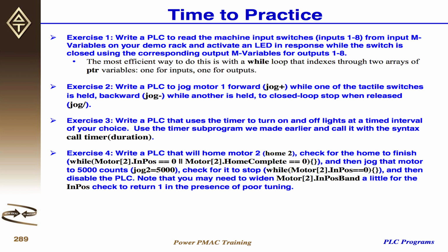So there's a couple different ways to do exercise 1. You can loop through an array of PTR variables that you've mapped to the inputs, or you can just read the input word and write it to the output word. That'll make sense in just a minute, since I accidentally skipped the section that explained how to map the card, so we'll get to that in a minute. Probably the most efficient way is to just read the input word and write it to the output word.